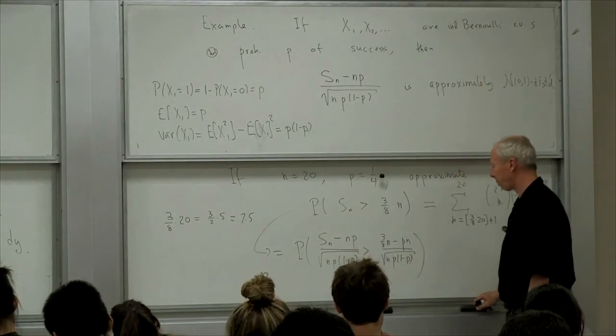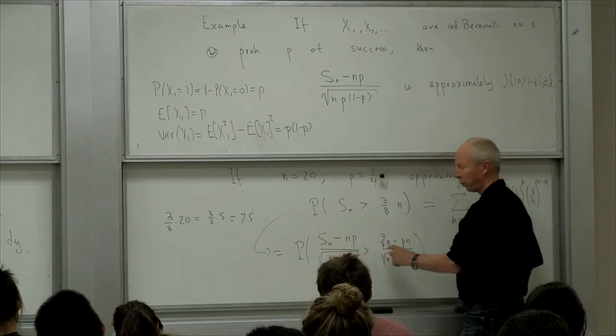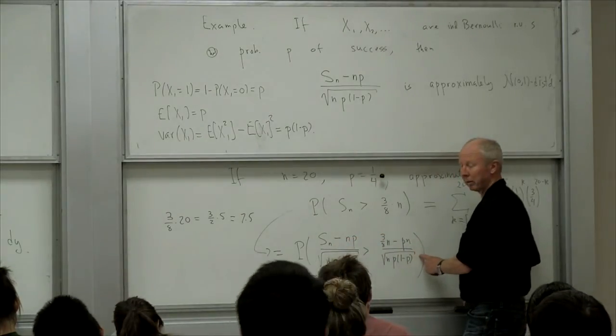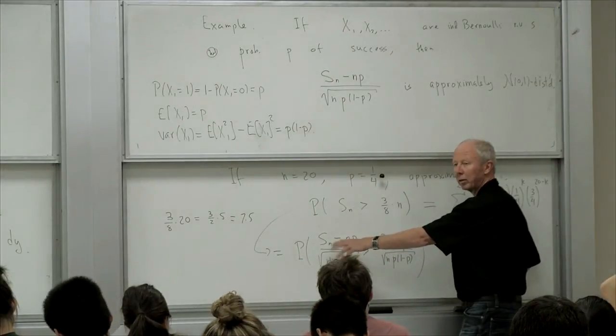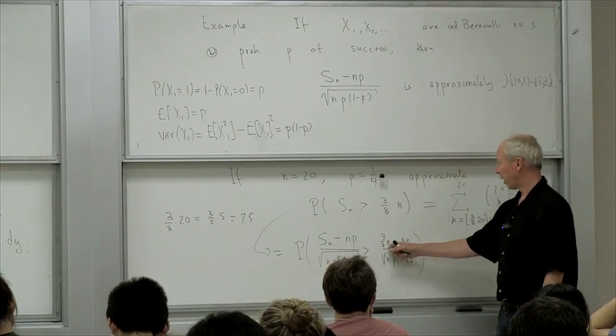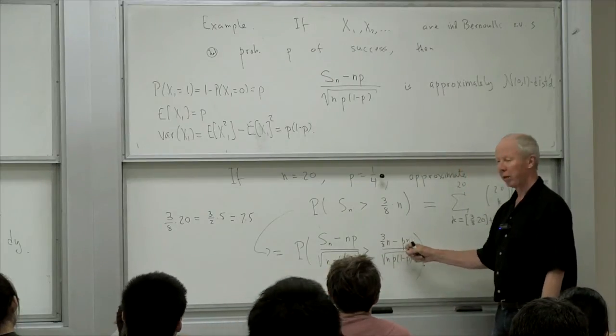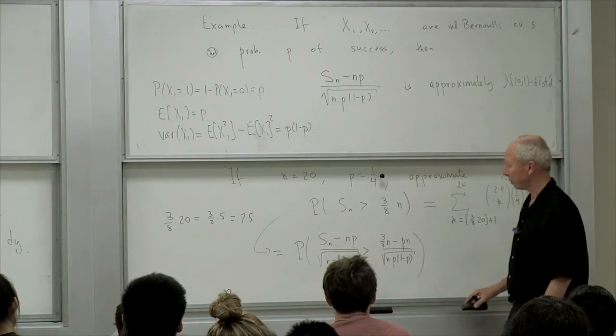Okay, so we don't need to figure out what this is, but we do need to figure out what this is. This is the random variable that's approximately normal, so we don't have to do any computation there. Here's where the computation has to be done. We have to insert n equal 20 and p equal a fourth. Okay, so let's do that.